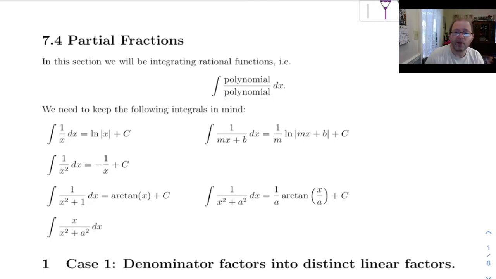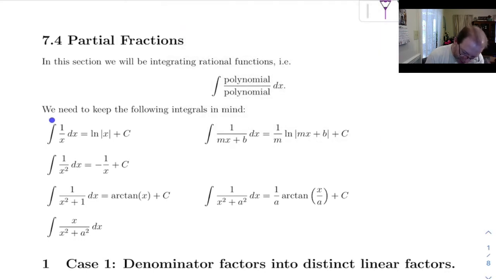And the idea behind partial fractions, which we'll get to shortly, is if you have a complicated denominator, break it up into a bunch of fractions added together where the denominators are simpler. So the stuff we need to keep in mind are a handful of integrals where the denominators are simple. So let's just review those quickly.